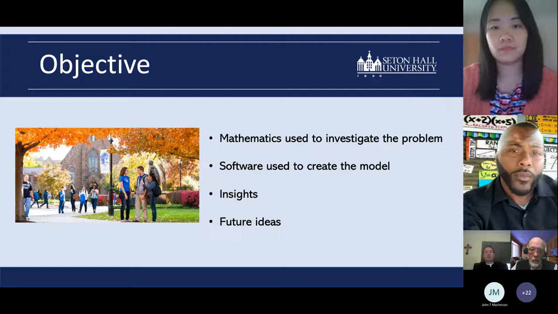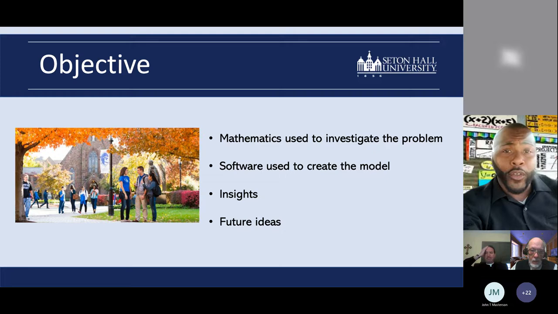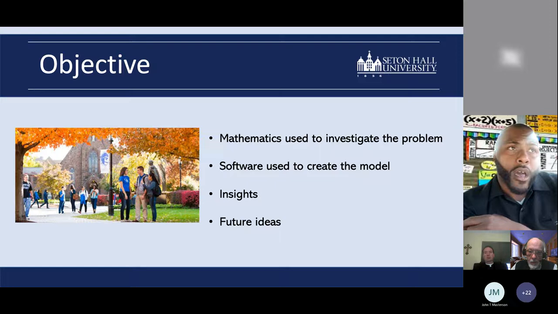So the objective today, Megan's going to take you further and talk about the mathematics used to investigate the problem, with the equations that we created and used. Also the software that was used to create the model, and some insights on the uncertainty due to certain factors, how that may affect our model, and some future ideas. So now I will leave you in the hands of Megan.